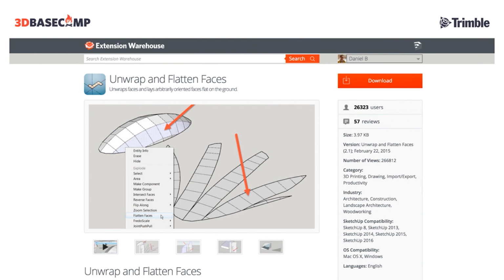So from here, the client really liked the light fixture, and we needed to do a mock-up. In the mock-up, we didn't want to build a true prototype. We wanted it to be really flat and cheap, so we wanted it out of foam core. And there's this great plugin called Unwrap and Flatten Faces. Anybody hear of this plugin?